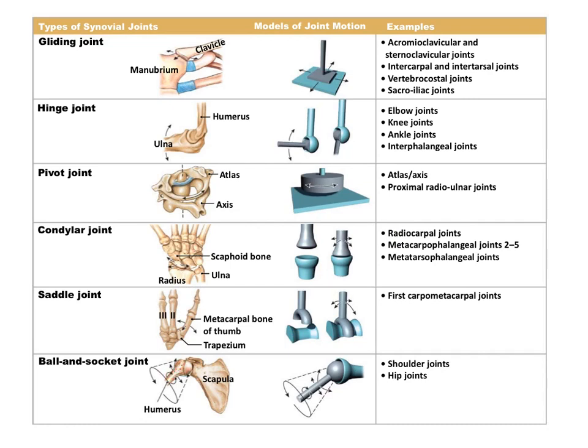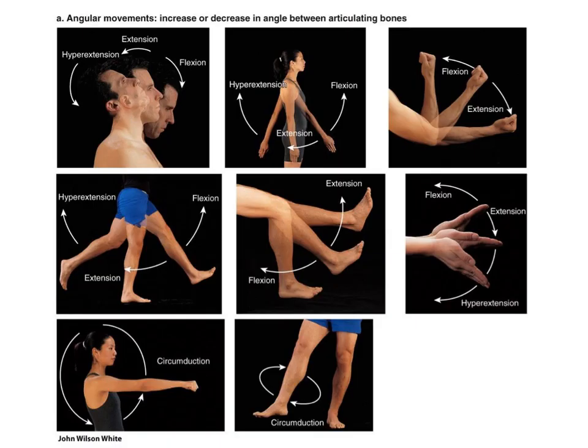So these are the only places where we have it. A true ball and socket is the shoulder and the hip, whereas the head of the humerus goes into the glenoid cavity, or the head of the femur into what's called the acetabulum in the pelvis.